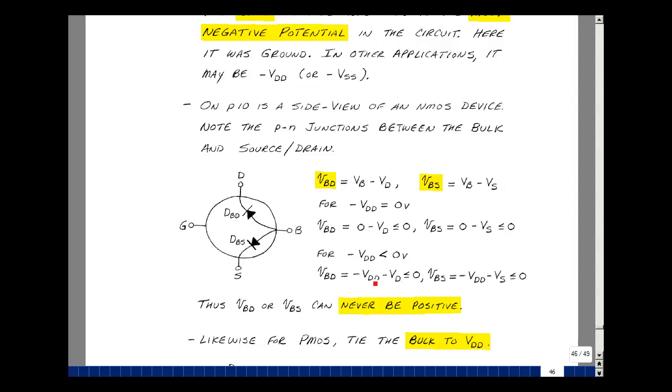And we never have a voltage greater than 0, whether we have a single power supply or a dual power supply, and therefore we can't forward bias this diode, and the same is true for the bulk to source diode. And that's why we're going to tie the bulk pin of an N-channel device to the most negative supply. The way I remember that is that it's an N-channel and the most negative power supply, two N's.